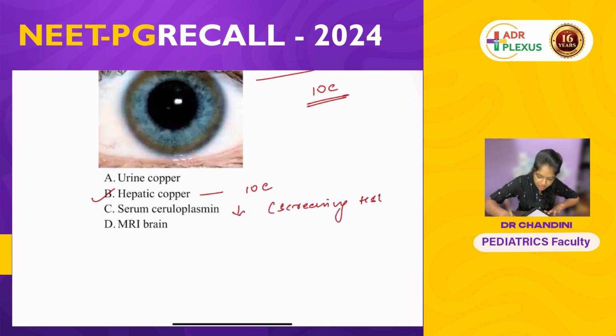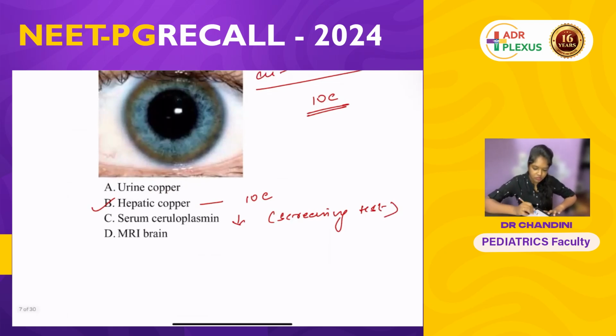They didn't ask about screening, they asked about best. So you go for hepatic copper. MRI brain is not used for diagnosis. Whenever it is for diagnosis, liver biopsy or hepatic copper is the answer.